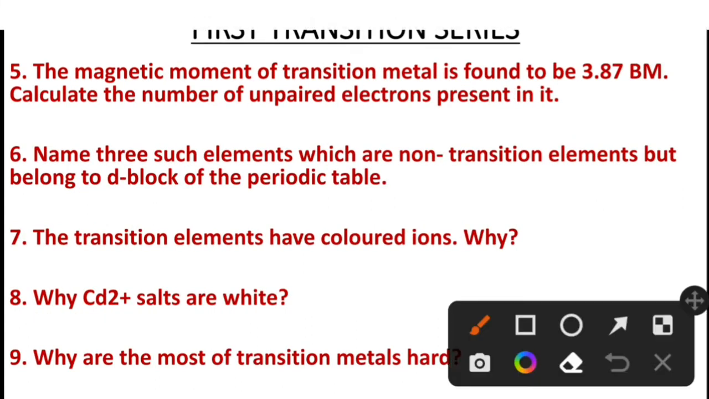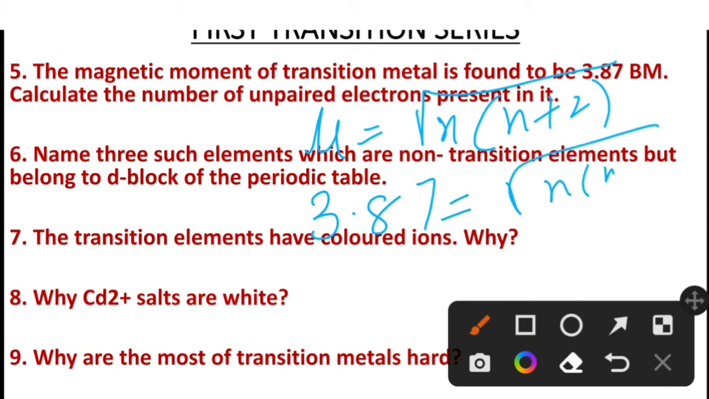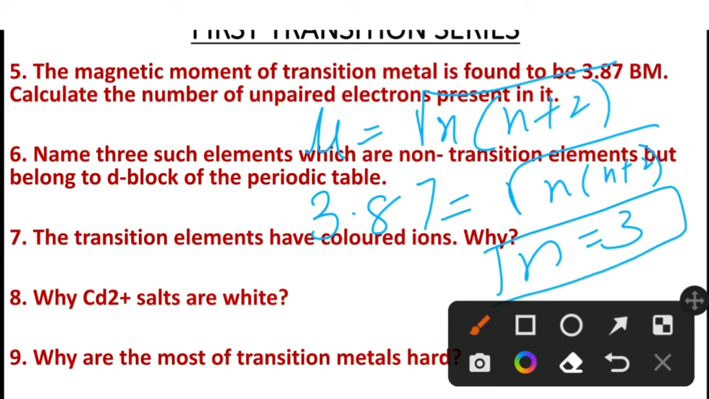Check out the first question there. The magnetic moment of a transition metal ion is found to be 3.87 Bohr magneton. Calculate the number of unpaired electrons present in it. So unpaired electrons could be calculated for the transition metal series, particularly for the first transition series. It is calculated as mu is equal to the square root of n(n+2). They have already given you mu is 3.87. So that would be 3.87 is equal to the square root of n(n+2). Taking the square on both sides and further solving for n, you'd get n is equal to 3. So the number of unpaired electrons in this case is 3. Okay.